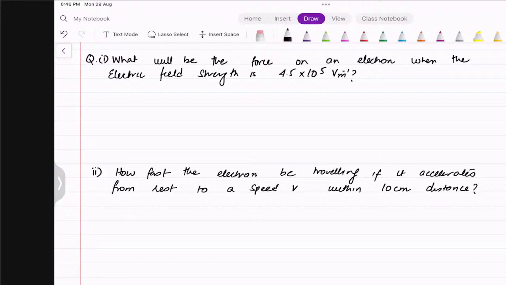Now let's try this. First of all, for the very first question, what will be the force? So we know that electric field strength is given by force per unit charge, and the charge on an electron is basically 1.6 times 10 raised to power minus 19 coulombs. This is the elementary charge. So F will be equal to 4.5 times 10 raised to 5 multiplied by 1.6 times 10 raised to minus 19. Is it clear, everybody?